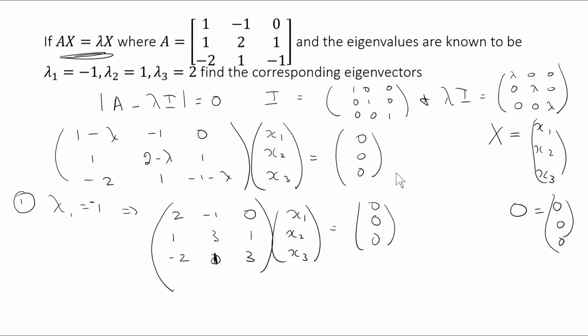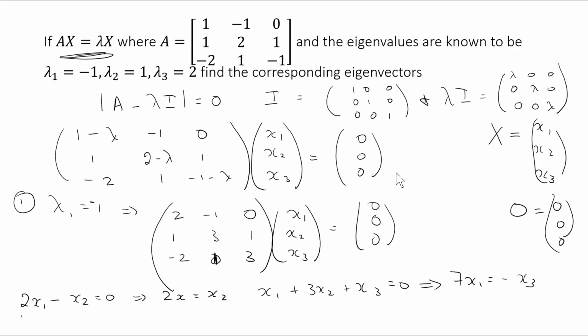With a bit of playing around now, we can get that 2x1 minus x2 is equal to 0, which tells us we're just looking for the relationship between the variables, and also that x1 plus 3x2 plus x3 is equal to 0, which will give us that 7x1 is equal to negative x3.